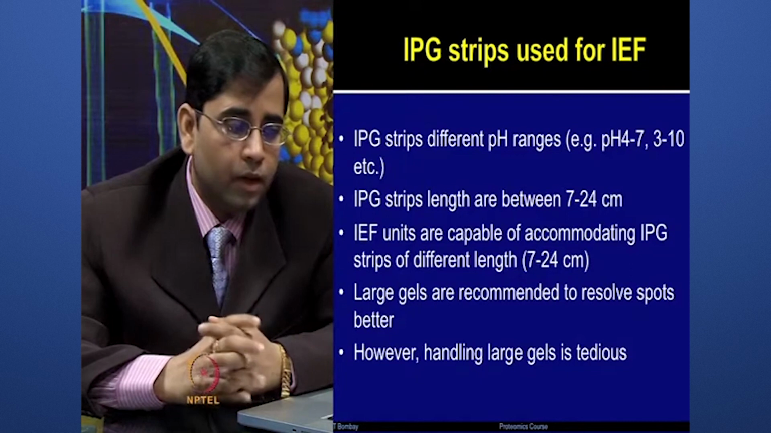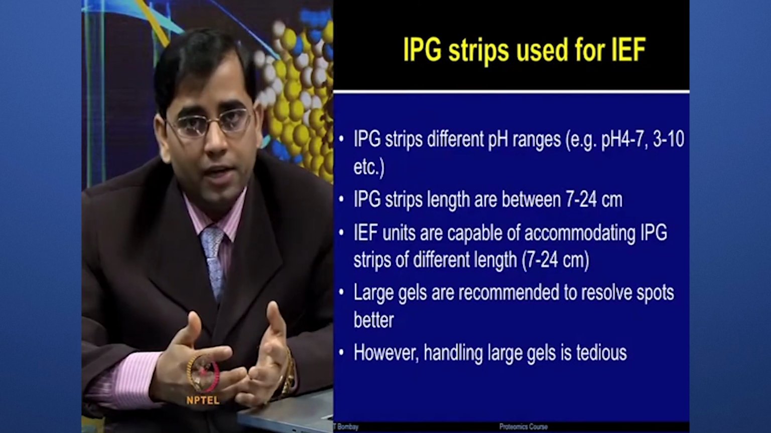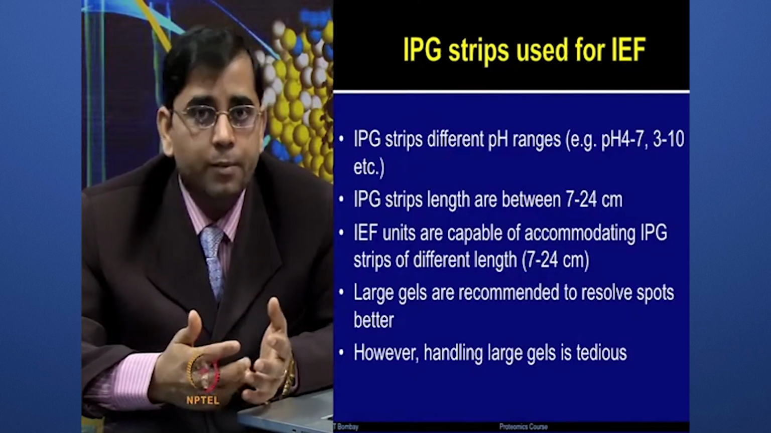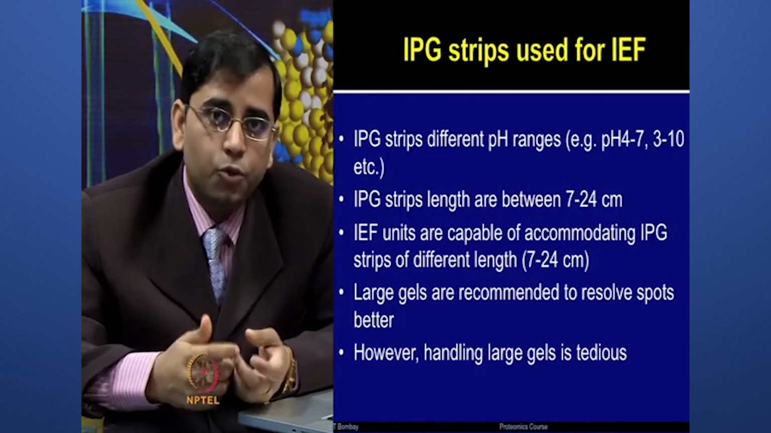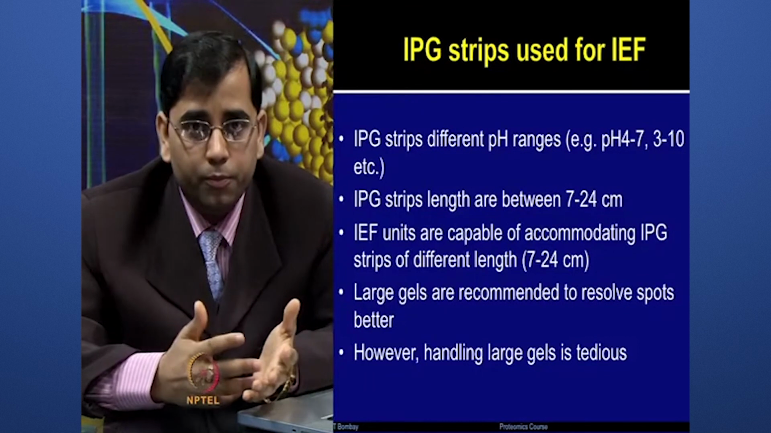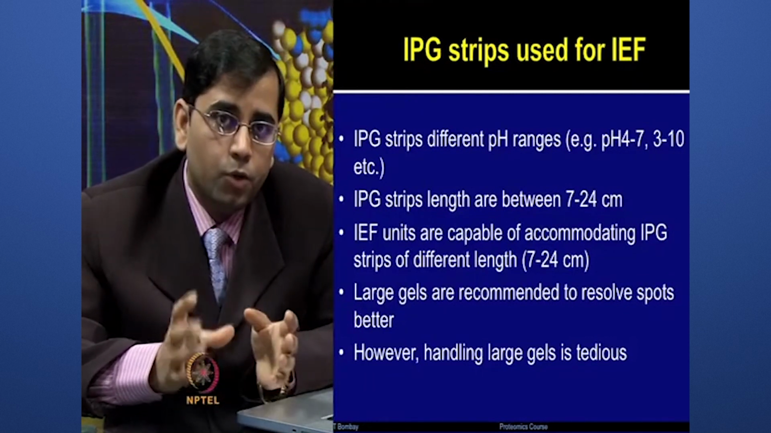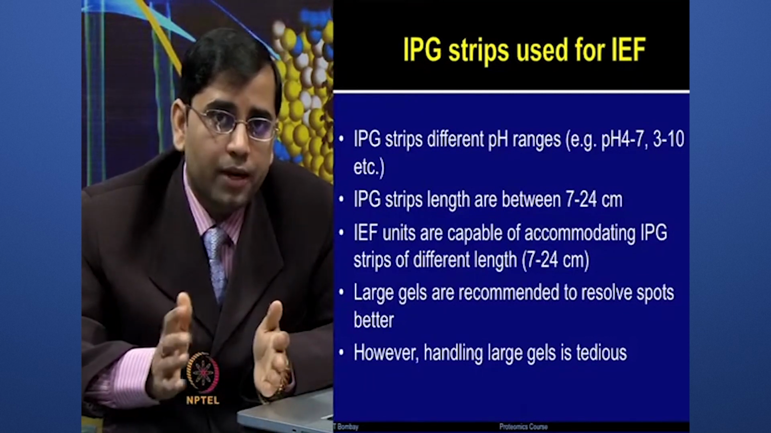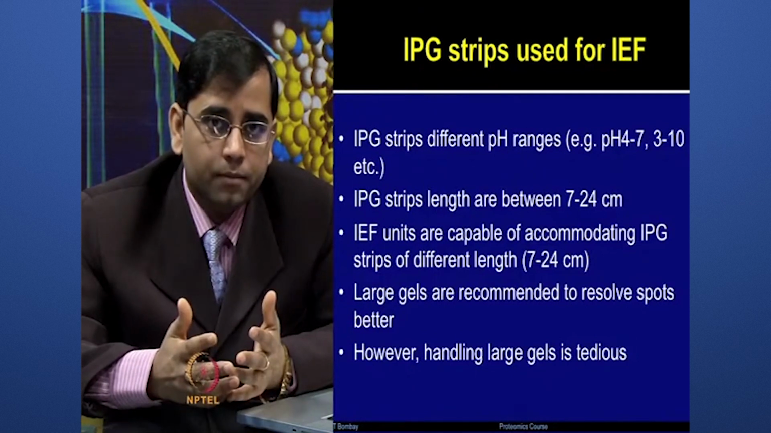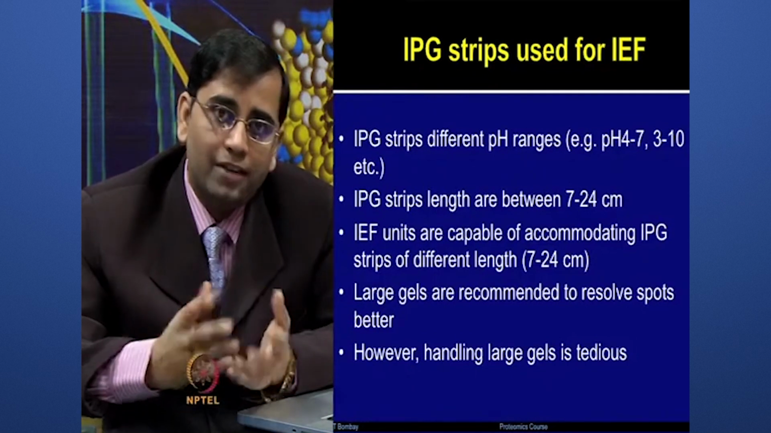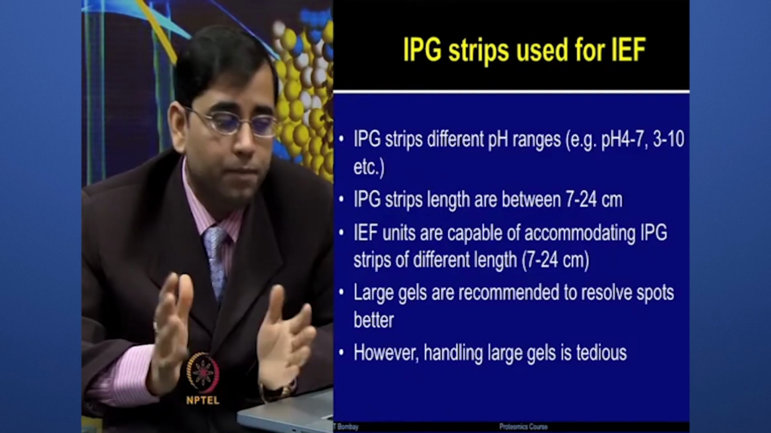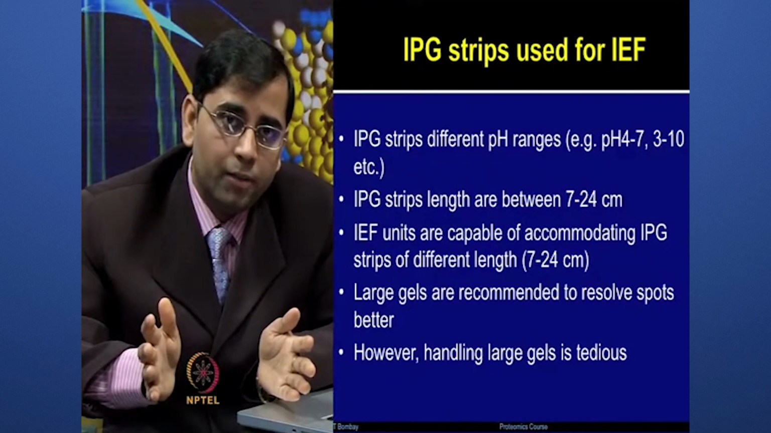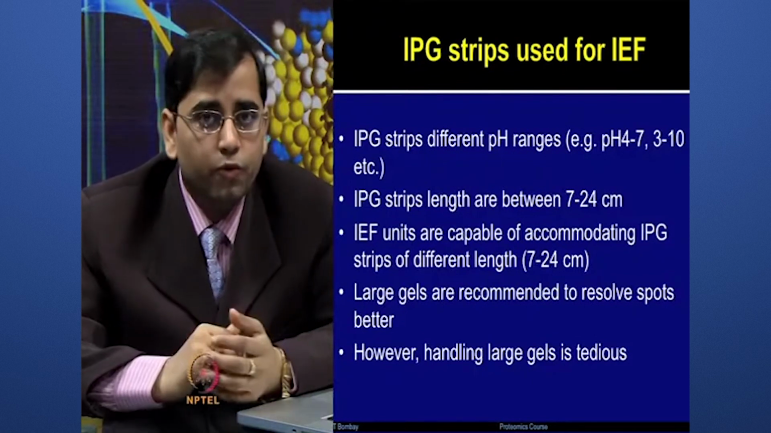Now, when you are optimizing a protein extraction protocol, it is better to use a small strip, so that you know that your IEF process is going fine and your protocol is looking good. You can separate the proteins. Once you know that your extract is good, then you can apply it to separate the proteins on a long strip, for example 17 or 24 centimeter.